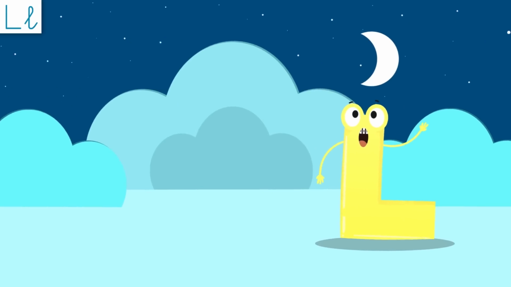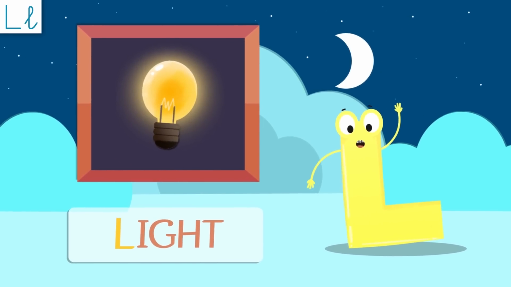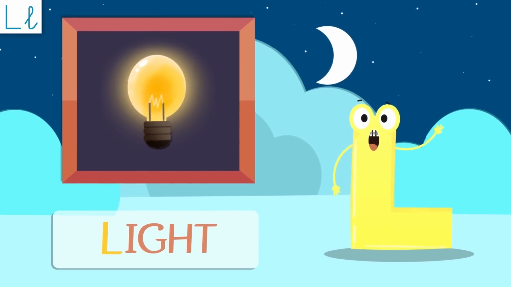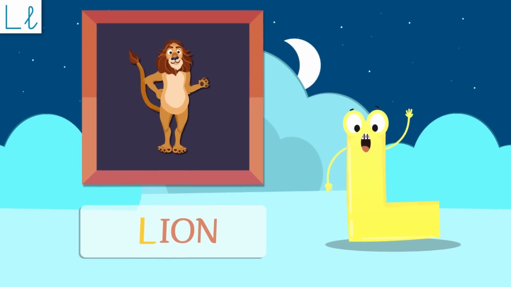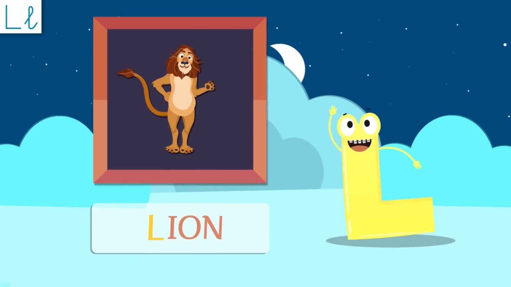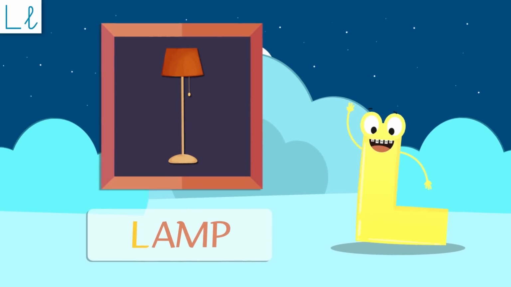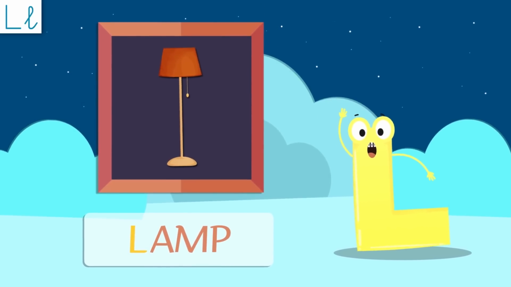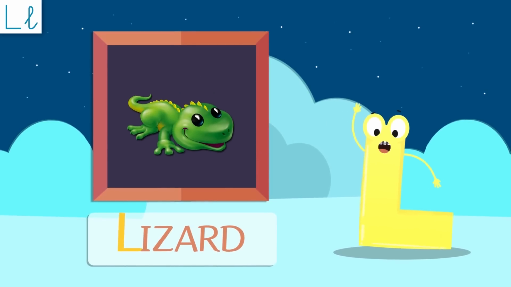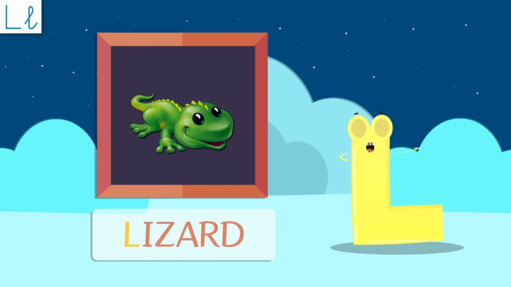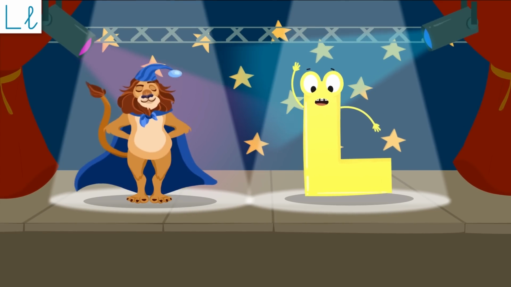Let's have a look at words I'm in. The first letter in the word light is L. Remember to switch off the light when you're done. Lion also starts with an L. See you in a bit, Lucas. What about lamp? Which letter does it start with? L! Nicely done! Lizard starts with an L. Did you know lizards are reptiles? Let's get singing! Lucas, are you around?